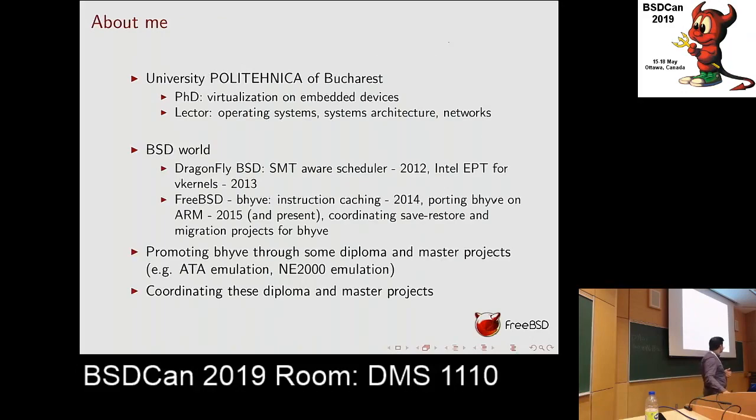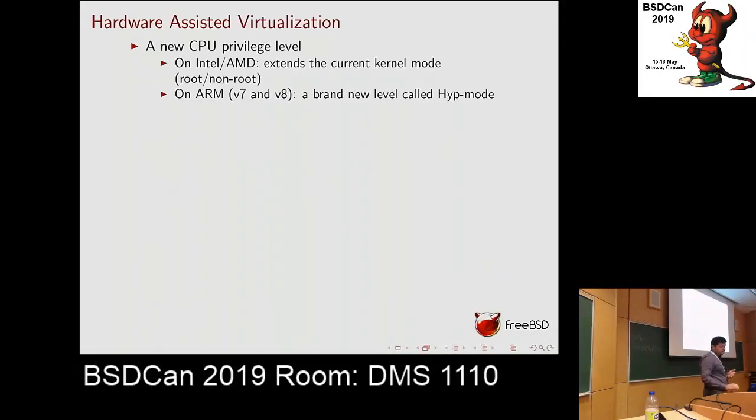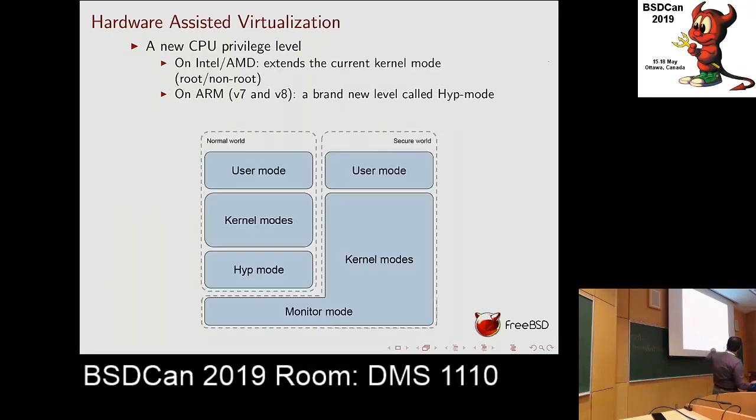Let's go into the presentation today. First of all, I want to give you an insight into what virtualization is and how it was achieved on ARM. With hardware virtualization, a new CPU configuration level is added. On Intel and AMD, it basically extends the current kernel mode, and you have the non-root mode. On ARMv7 and v8, a brand new level is added called hyp mode. These are the levels on ARM: we have the monitor mode, and on top of this we have the kernel mode for the secure world, and for the normal world we have this new level added. Before this, it wasn't there.